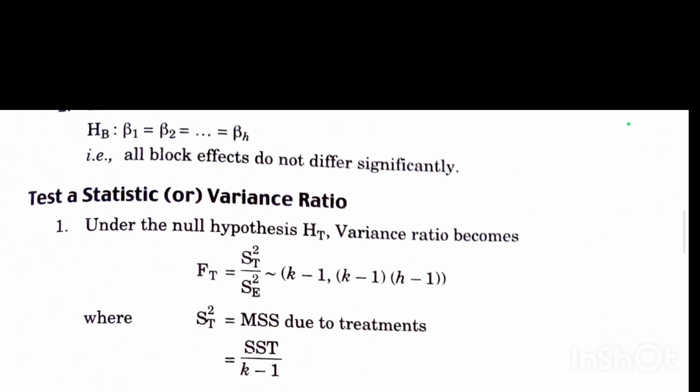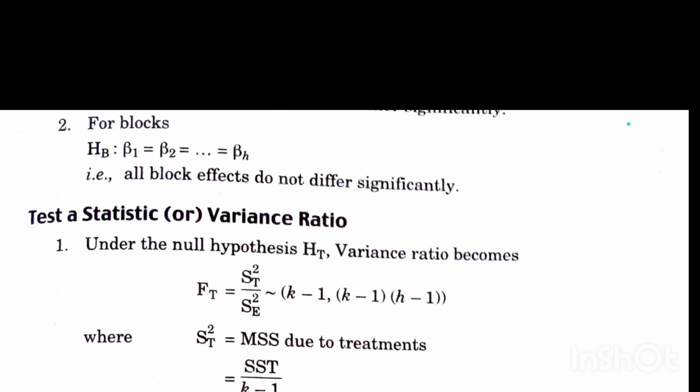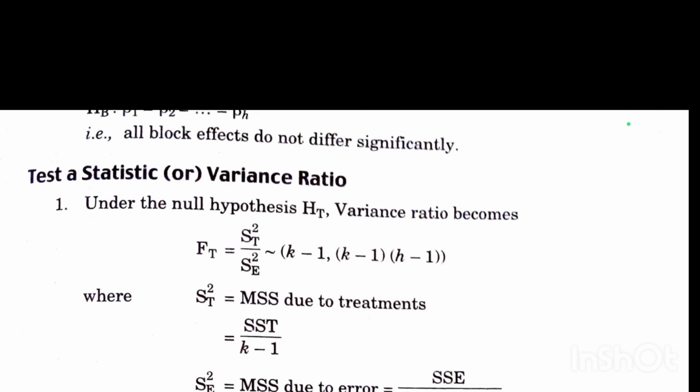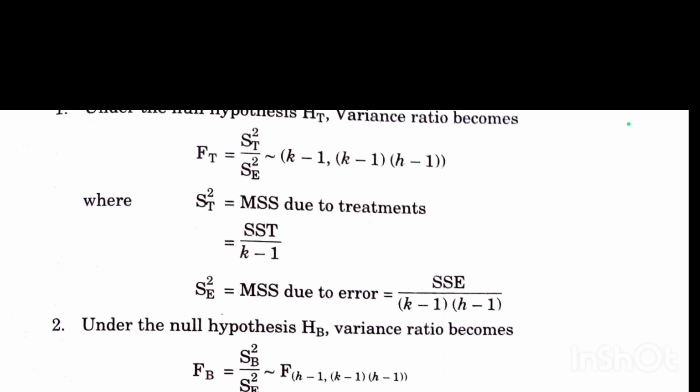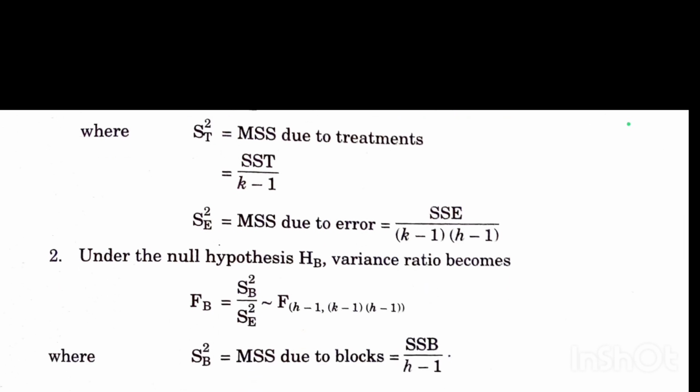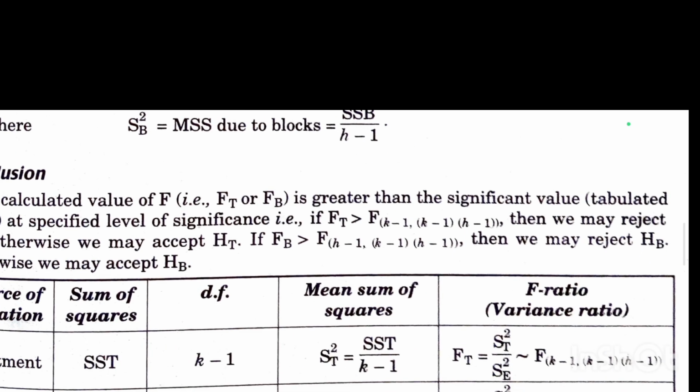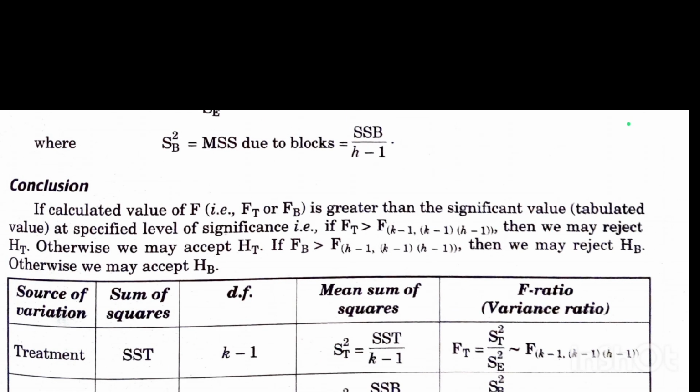Next the statistical F calculated values. Here we can see F of t for the treatments has k minus 1 and (k minus 1) into (h minus 1) degrees of freedom. Next, the mean sum of squares due to treatments is SST divided by k minus 1. The mean sum of squares is also calculated for the errors, which is very similar to ANOVA two-way classification. The conclusion you already know: if F calculated is greater than the table value for the treatments and blocks, we reject H0.